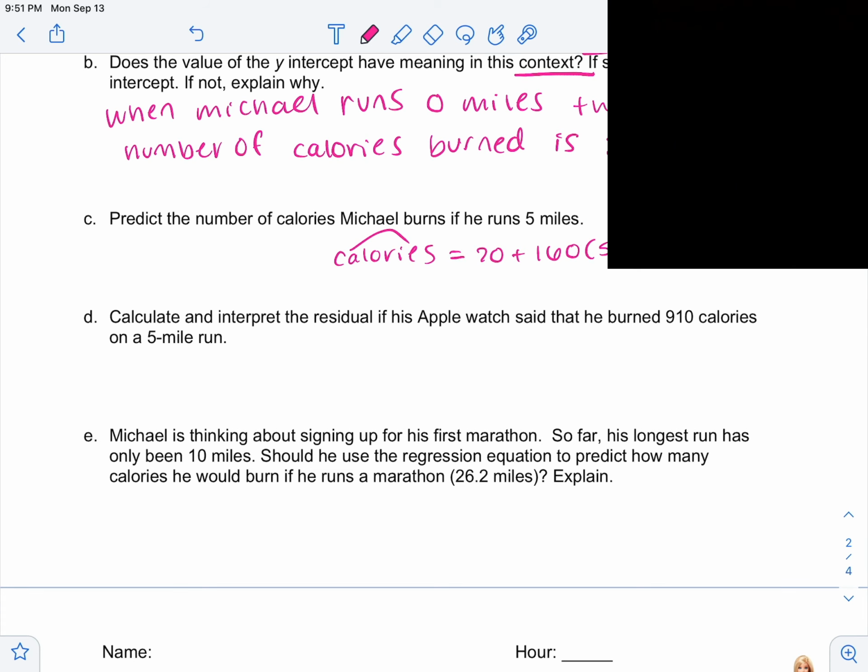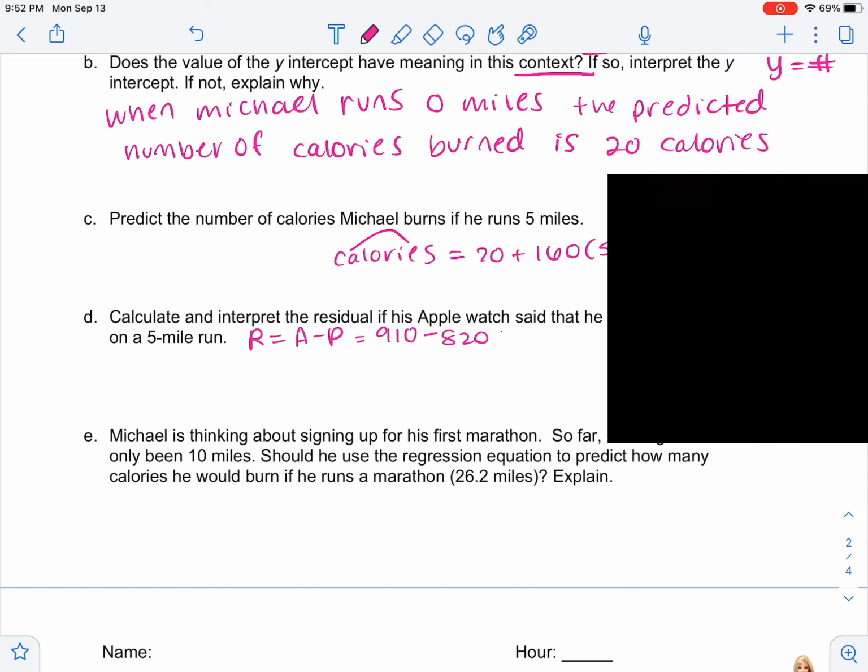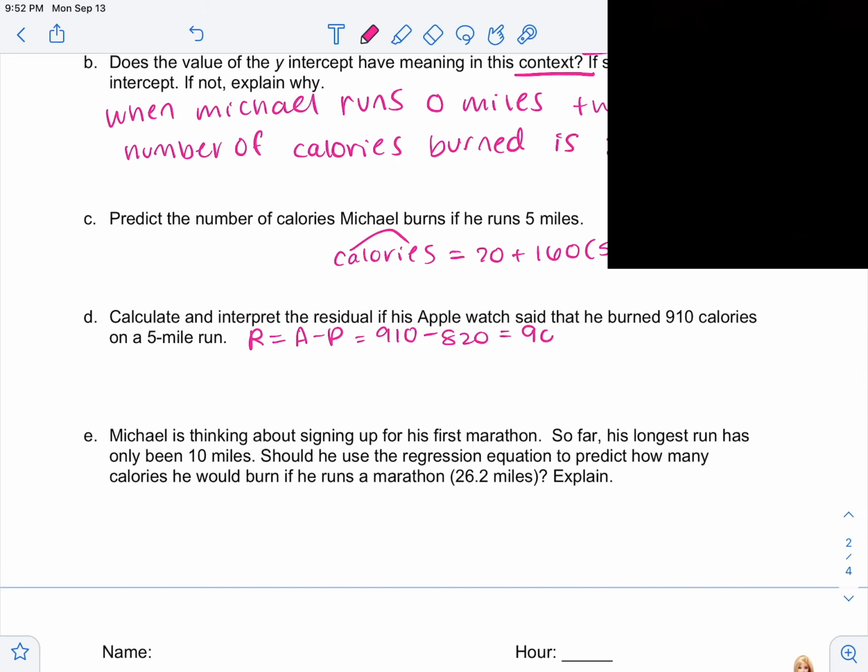Part D, now we know he actually burned 910. We are essentially finding his residual and interpreting it. So for RAP, R equals actual minus predicted, and the actual was 910. The predicted from above was 820, so the residual equals 90. So 90 calories was his residual.